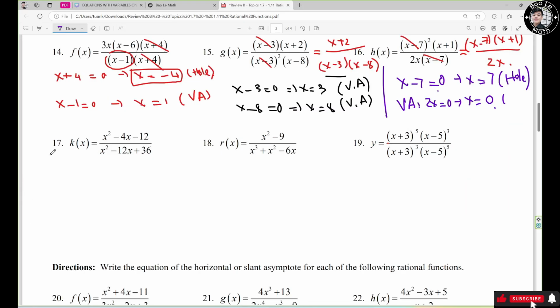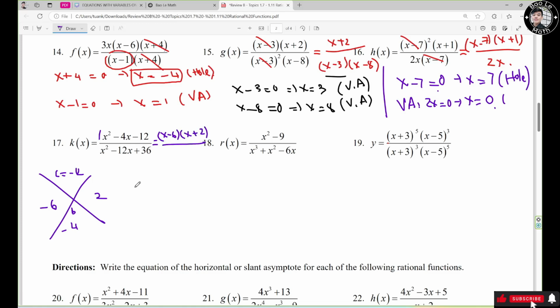Now let's move on to number 17. We need to factor this one out, right? We're going to use the AC method for each of these. So the first one, a equals 1, b equals negative 4, and c equals negative 12, right? So we need to find two numbers that multiply to c, which is negative 12, and add up to negative 4, which is b, right? Now it's going to be negative 6 and 2, right? So the top should be s minus 6 times s plus 2.